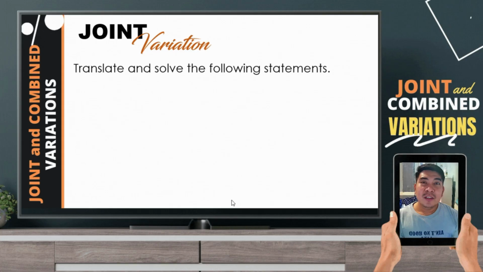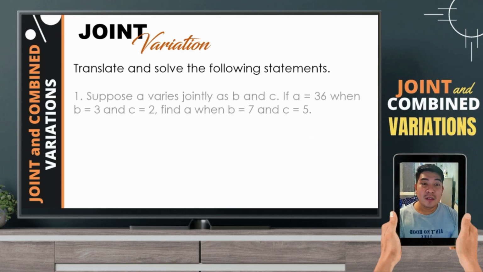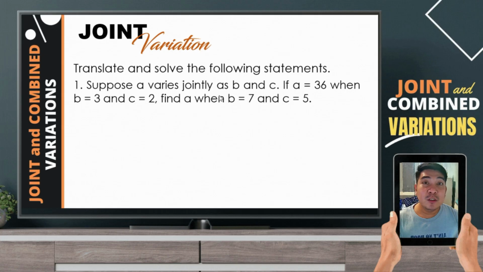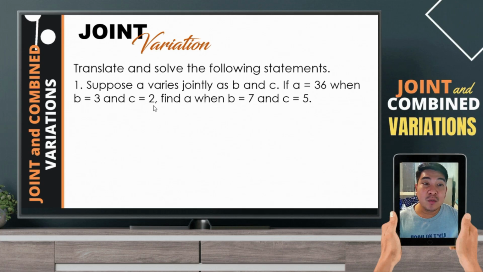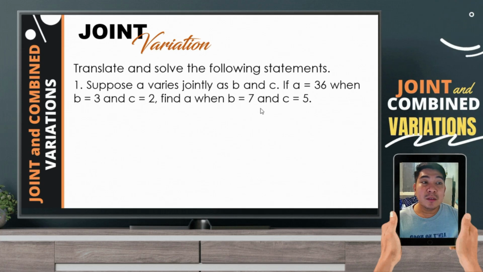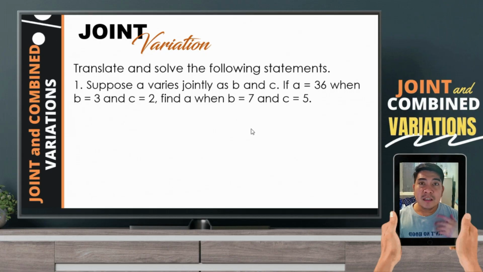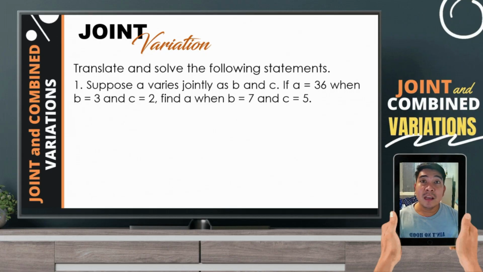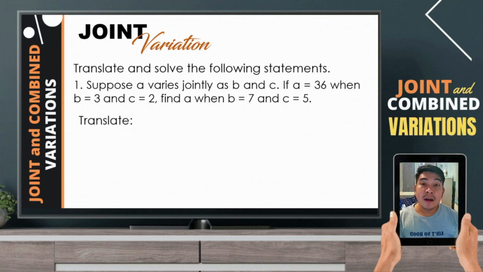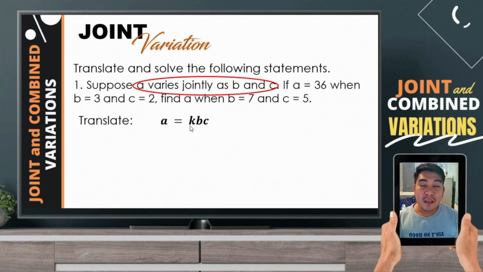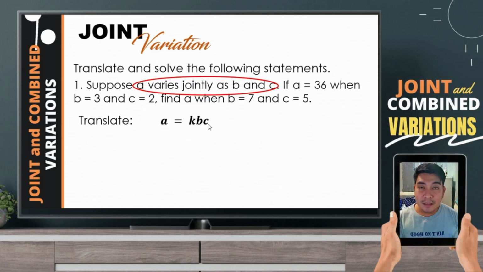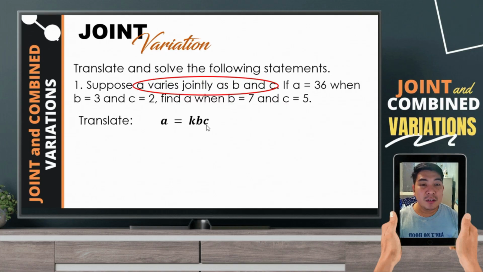So let us now solve some of the problems involving joint variation. The first example, suppose A varies jointly as B and C. If A equals 36 when B equals 3 and C equals 2, find A when B is equal to 7 and C is equal to 5. Just like what we did in direct and inverse variation, we will still be using the same steps. The first one, we need to translate the variation statement A varies jointly as B and C. So we have A is equal to K multiplied by B multiplied by C, since we are dealing with joint variation.